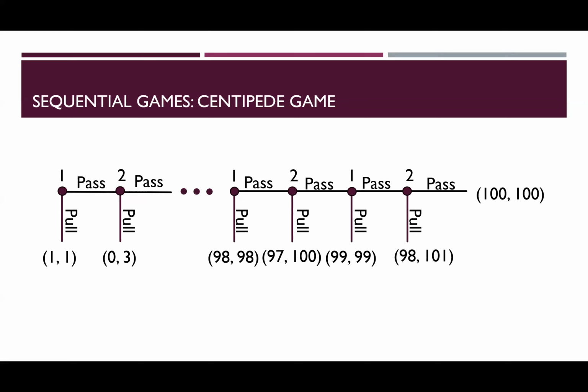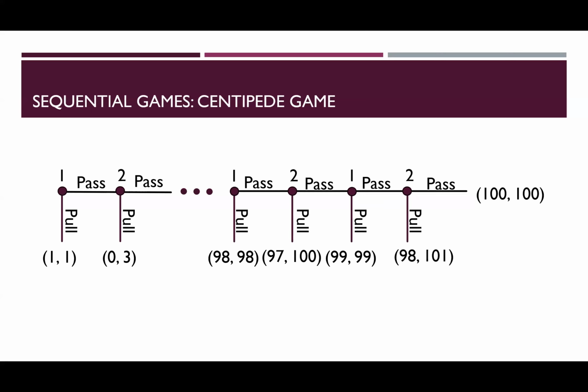If they pull, player one gets nothing and player two gets $3, right? If they pass on the pot and it builds and builds and builds, as you can see, until that 100th round, where if player two passes, both get $100. But if on that last round, player two pulls, they can increase their payoff by one, right? They get 101 now, but player one only gets 98.